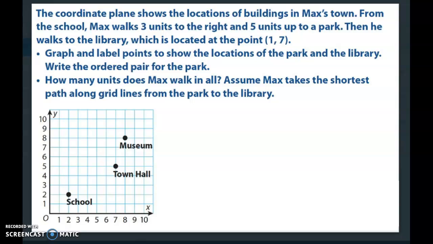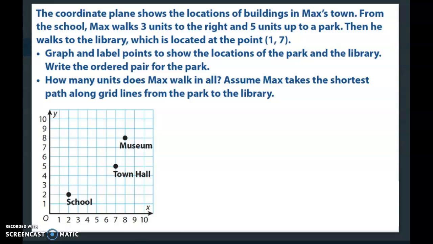All right, one more thing, and then you're going to get to do some independent practice. So here's another coordinate plane. It already has some spots on it: school, town hall, and the museum. We're going to follow the directions, and we're going to plot some extra points on our coordinate grid.